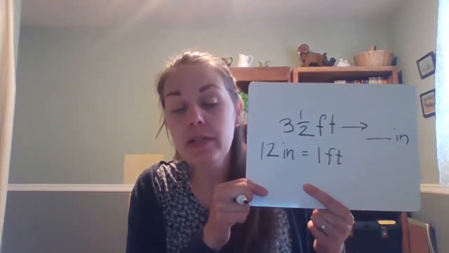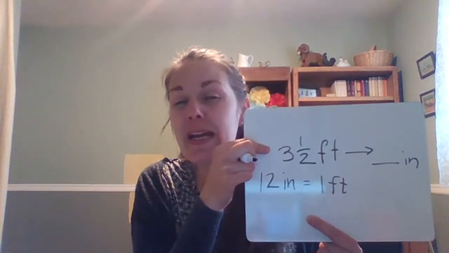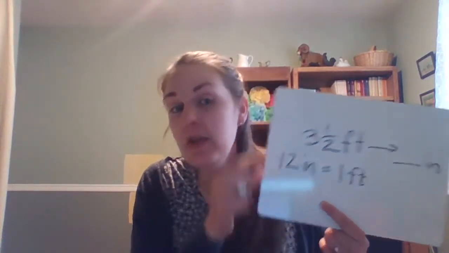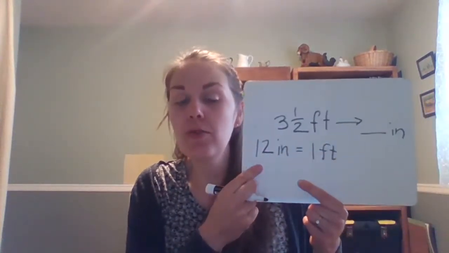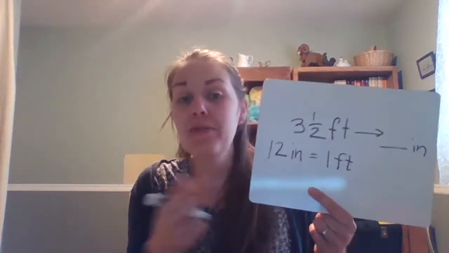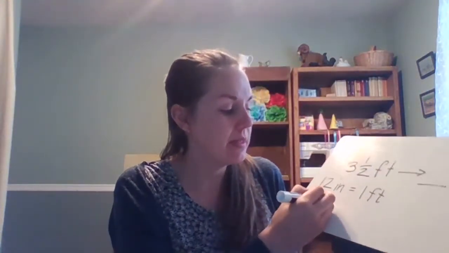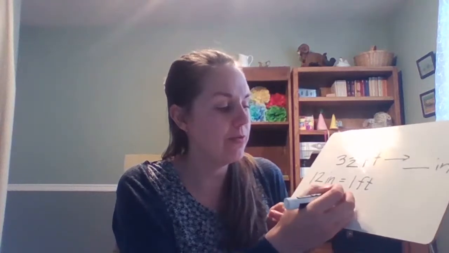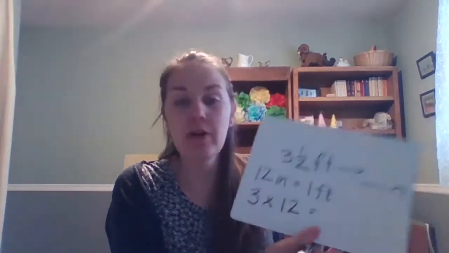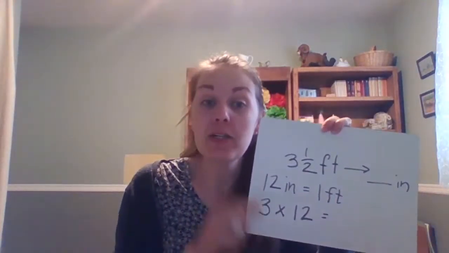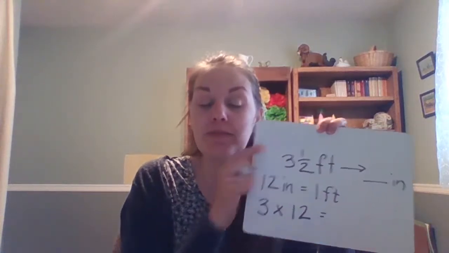So now Julia's sister is 3.5 feet. So if I think about 12 for each 1 foot, I have 12 3 times because she's 3 feet tall. So I'm going to start with that, and I'm just going to say 3 times 12. And we're going to figure out how many inches would be in the 3 feet.